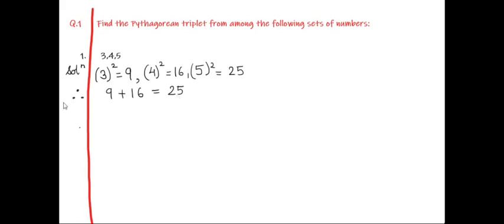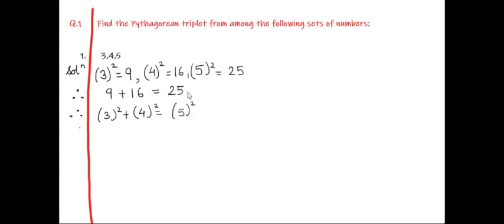Did you understand? So now the next step, you all pay attention. The next step is, 9 is nothing but what? See here, 9 is nothing but 3 square. Yes. So we'll write here 3 square plus 16 is nothing but 4 square. Yes or no? Which should be equal to the biggest number square. 25 is the square of 5. So see here, 5 square.